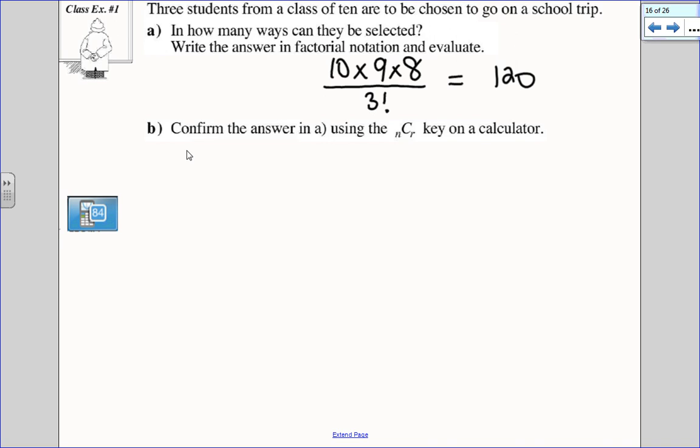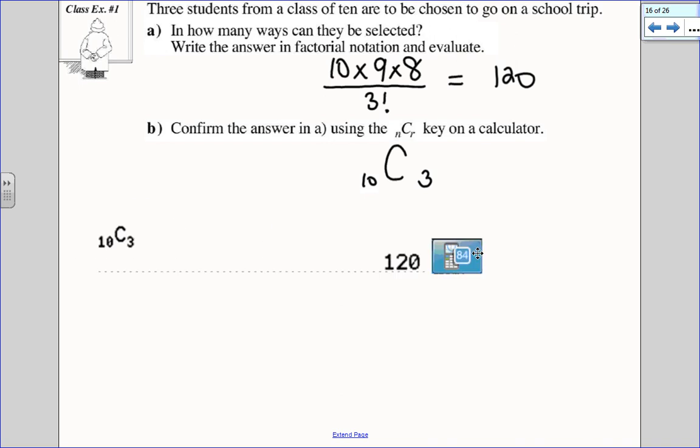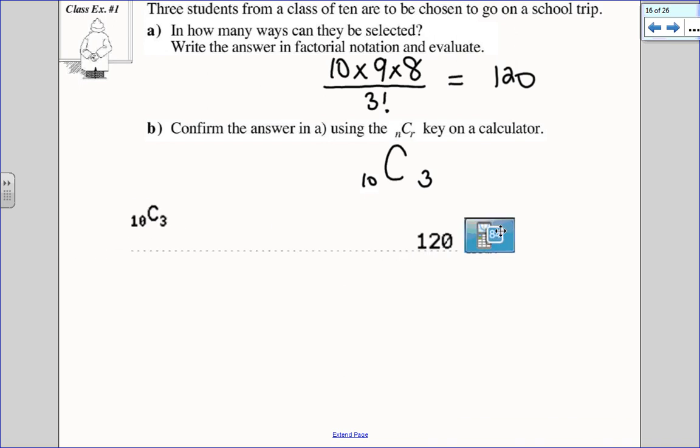Now let's say I wanted to enter that in using my nCr notation. It is a combination because I'm just selecting 3 students. I'm not saying first place, second place, third place. So I'm going to look at the combinations of 10 students taken 3 at a time. In doing that, I punch it into my calculator, and you can see I get the same answer.